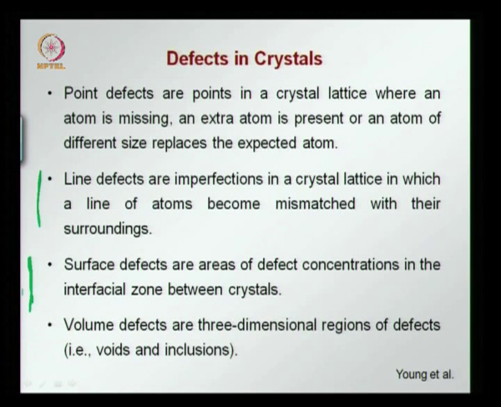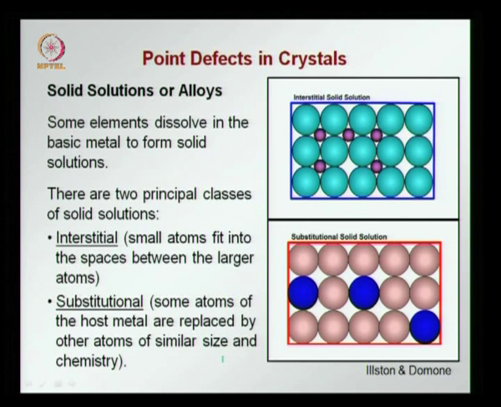Lastly, we have volume defects, which are three dimensional. They are either an absence of material, that is a void, or a foreign material, an extraneous material that is introduced in the material, which is an inclusion. So these are the different defects and we will look at them in detail.